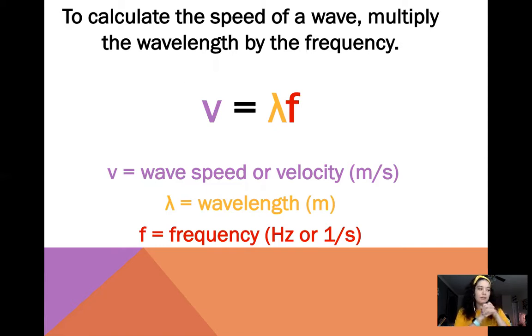I do want to be clear, this 343 meters per second is for a very specific temperature. Temperature changes the way particles can move, just as a caveat, but you only need to worry about 343, okay?